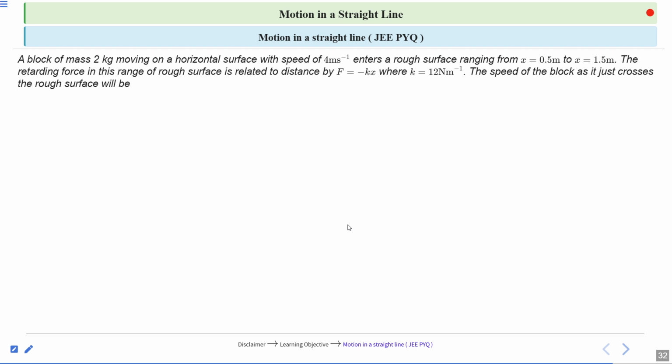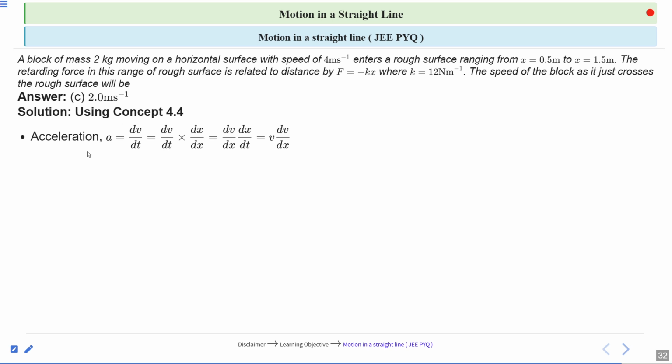So the correct option is C, 2 meter per second. Solution: we will solve this question using concept 4.4. So we know acceleration is equal to the rate of change of velocity. So a is equal to dv upon dt. So just rewriting dv upon dt, multiply and divide by dx: dv upon dt into dx upon dx. The dx cancel out and the remaining term is 1, so there is no effect.